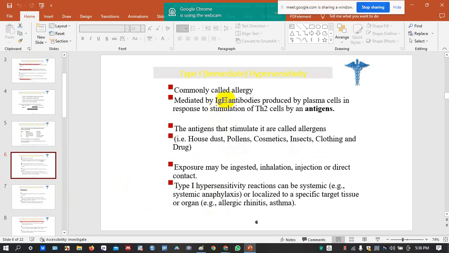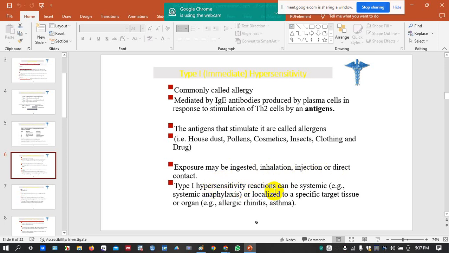Okay, so type 1, commonly called allergy or allergic reactions, is mediated by immunoglobulin E antibodies produced by plasma cells in response to stimulation of T helper 2 cells by an antigen. The antigens that stimulate are called allergens. Examples are household dust, pollens, cosmetics, insects, clothing, and drugs. Exposure may be when you ingest it or eat it, when you inhale it, when you inject it into your veins, or into your muscles, intramuscularly, or direct contact.